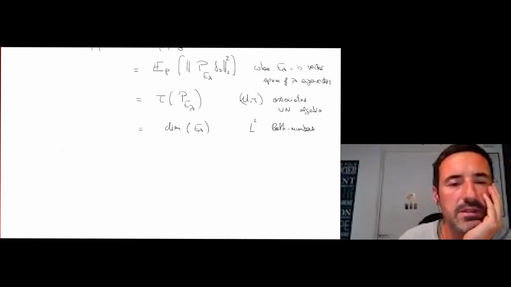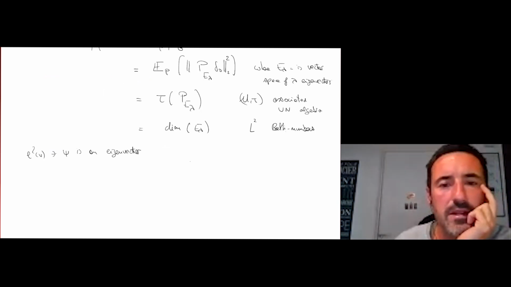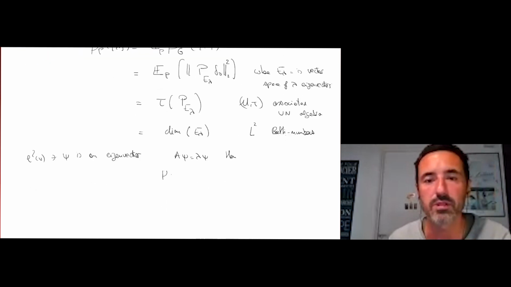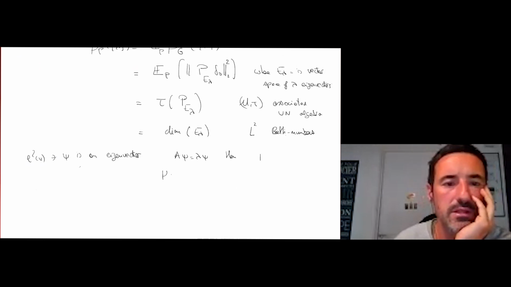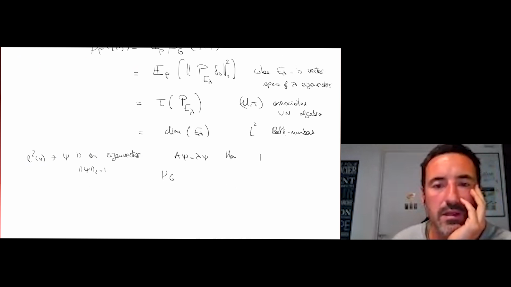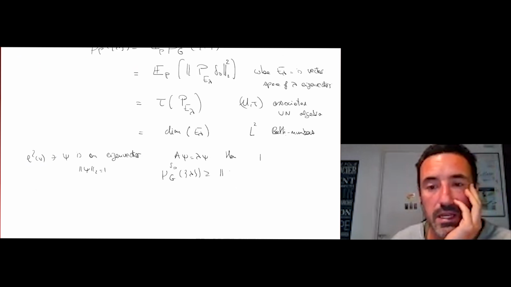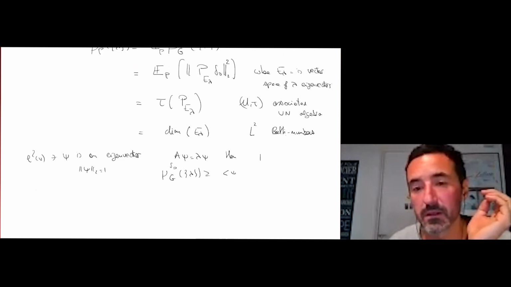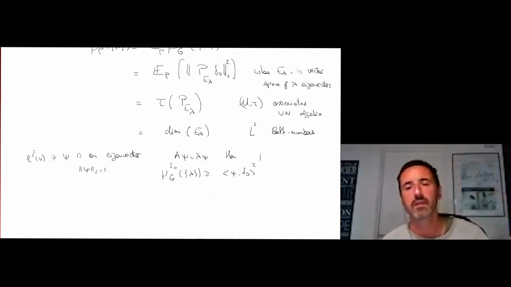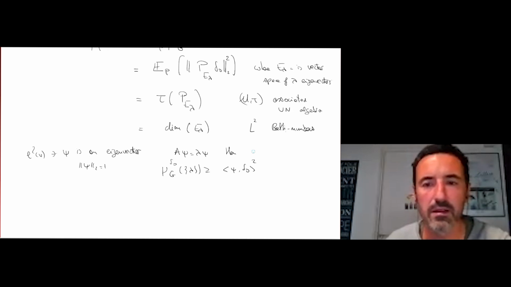Okay, so in particular, if psi is an eigenvector, so psi is in L2(V), meaning that A psi is lambda psi, then since the spectral measure is a projection, let's assume that psi has L2 norm equal to 1, then the spectral measure at lambda is at least the square of the scalar product between psi and the Dirac mass. Okay.